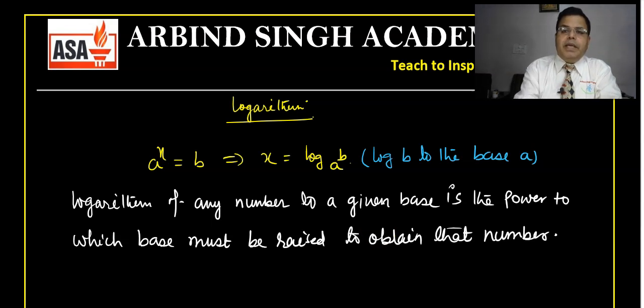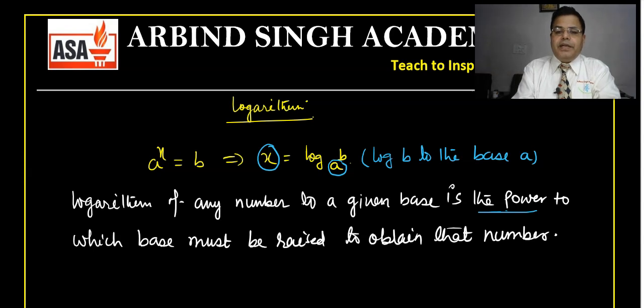Logarithm of b is x here, and x is nothing else but the power. X is the power to which the base must be raised. What is the base here? A is the base. So A must be raised to this x to obtain that number. The number is b. So this is what the definition says.